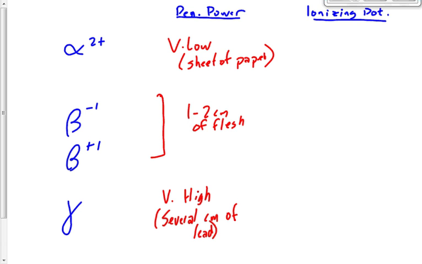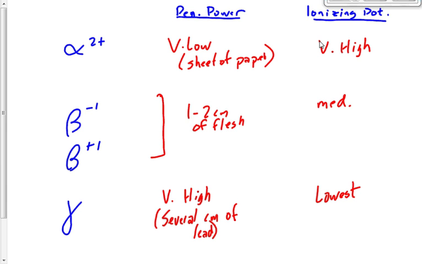What about the ionizing potential? Well, here's kind of the flip side of it. Although alpha particles have a very low penetrating power, they have a very high ionizing power. Gamma rays have a very high penetrating power. I don't want to say they have a low ionizing power, but they have the lowest of the three. Beta particles, they're in the middle. They're the fence sitters, right? They're in the middle for penetrating power. They're in the middle for ionizing power as well.